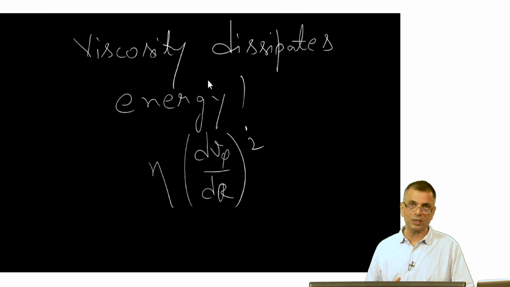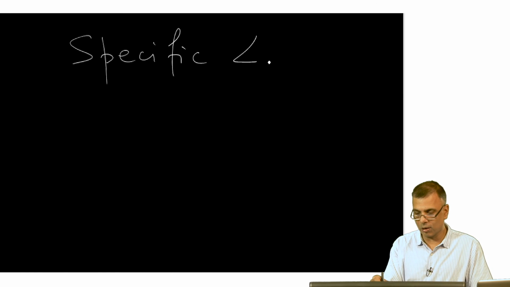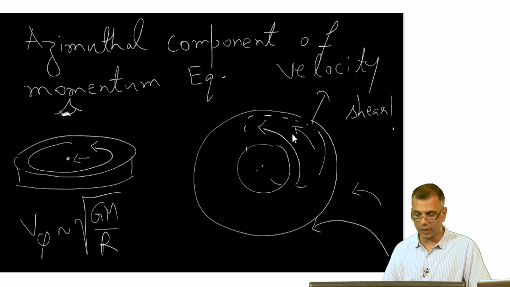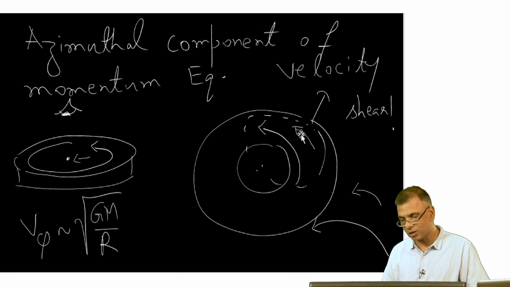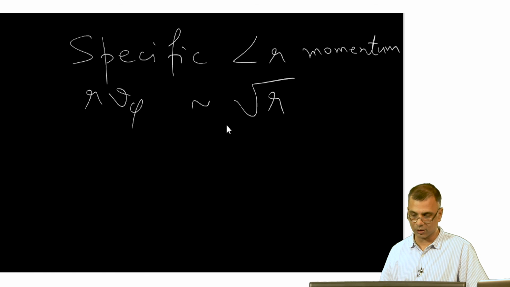Why is the disk luminous? Because it's hot. Why is it hot? Because viscosity dissipates energy. Okay. You can also look at the specific angular momentum, which is something like r v phi. Okay, this goes as square root of r. In other words, larger radii have more angular momentum as compared to smaller radii. The larger radii rotate slowly, but they have more angular momentum as compared to smaller radii. That's what this is telling you.